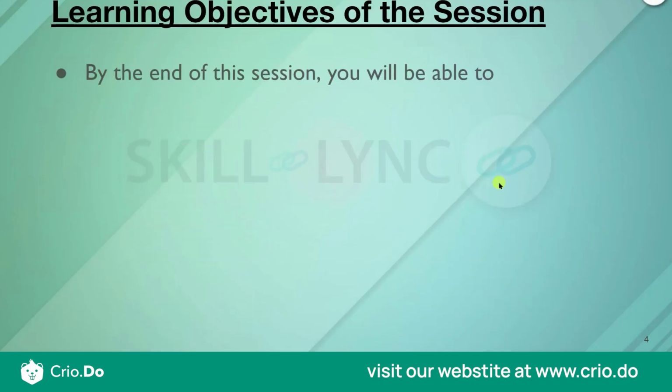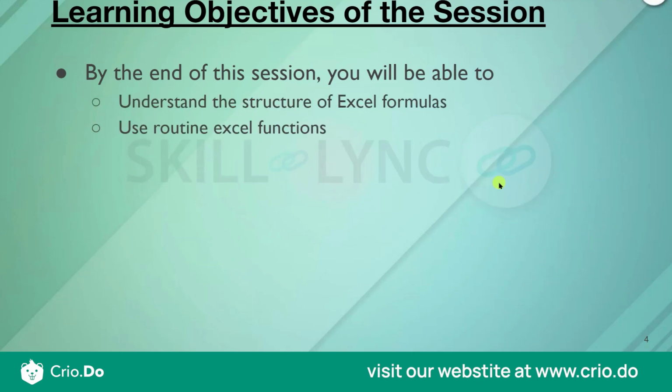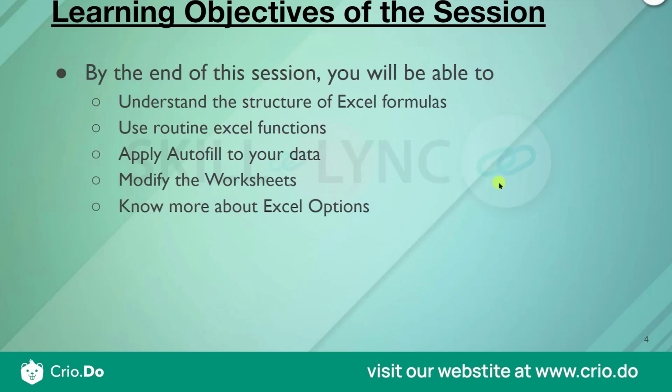Learning objectives of the session. By the end of the session, you'll be able to understand the structure of Excel formulas, use routine Excel functions. So these functions which we are covering here are very basic functions, and normally whenever you're working on an Excel sheet and you need to do some kind of calculation, the sum, average, min, max, count functions are the basic functions. Apply autofill to your data, modify the worksheets, know more about your Excel option and customize ribbons. So these are the objectives of this session.